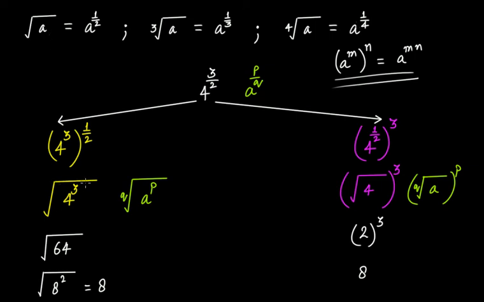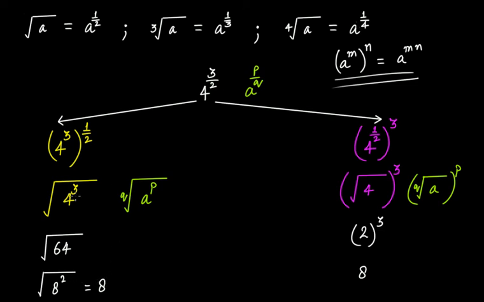So, square root of 4 raised to the power of 3. 4 raised to the power of 3 means what? It's actually 64. 64 means what? 8 squared. So square root of 8 squared means what? 8 multiplied by 8, you take the square root, you'll get 8.